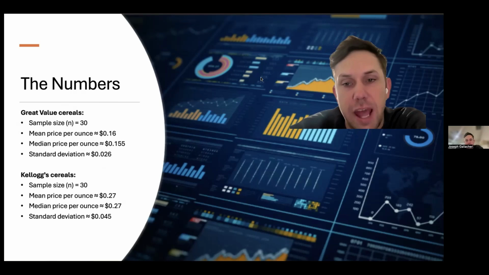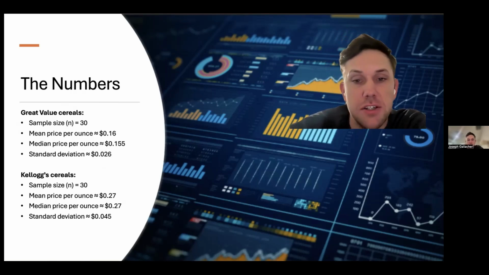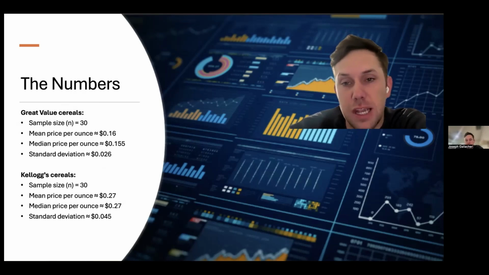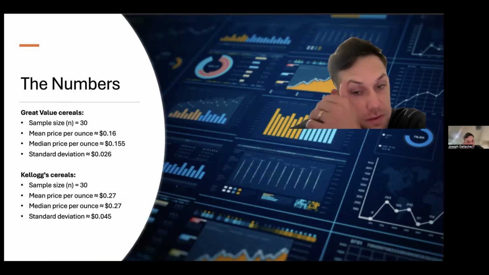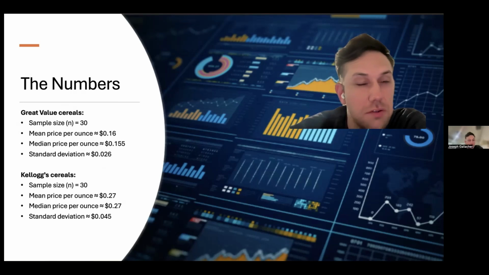For Kellogg's, the average price per ounce was much higher at 27 cents per ounce. The median was also about 27 cents. The standard deviation was around 0.045. Again, similar, but there's a little bit more variation in their prices compared to Great Value. Overall, this shows us that Kellogg's cereals tend to cost significantly more per ounce than Great Value cereal, even though both brands have fairly similar variation in pricing between products.